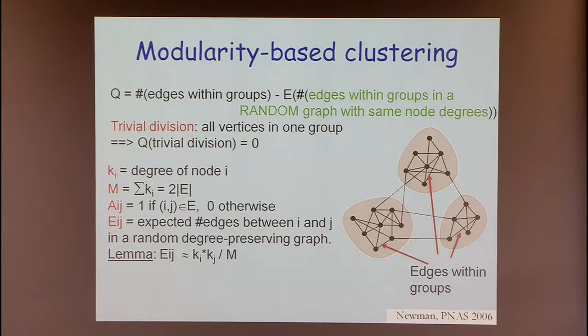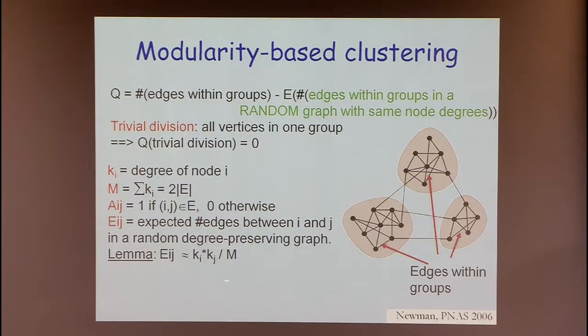Okay, so let's define k_i to be the degree of node i. Let's have big M, or capital M, to be the sum of all degrees of vertices, or 2 times the number of edges. Let's have A_ij be the adjacency matrix, so it's 1 if there is an edge in the graph and 0 otherwise. And let's have E_ij to be the expected number of edges between i and j in a random degree preserving graph.